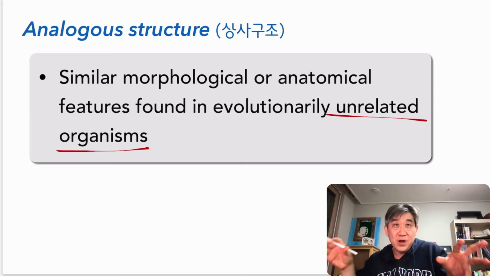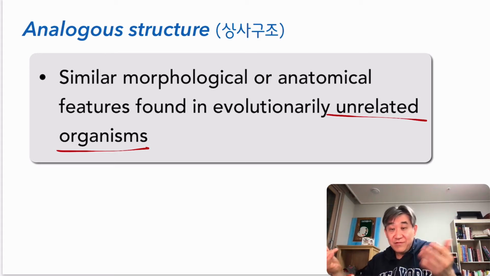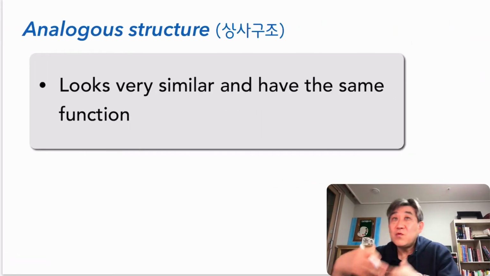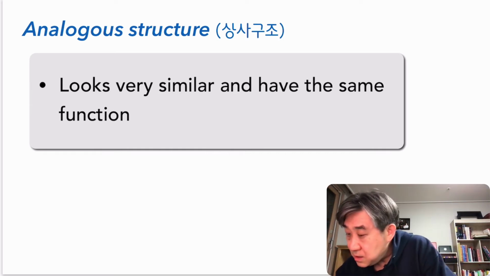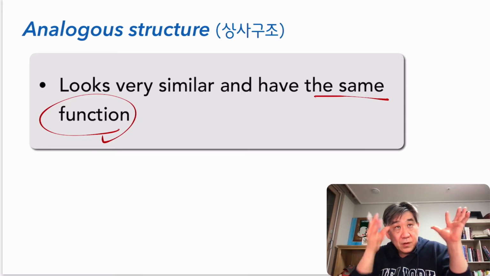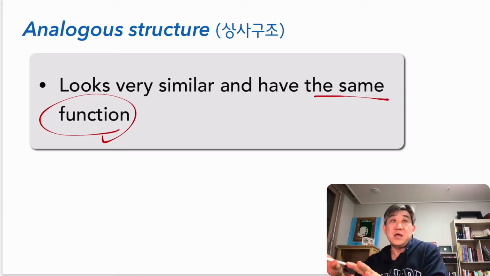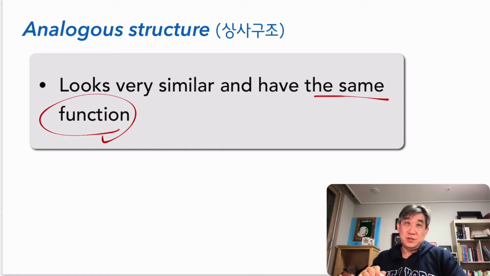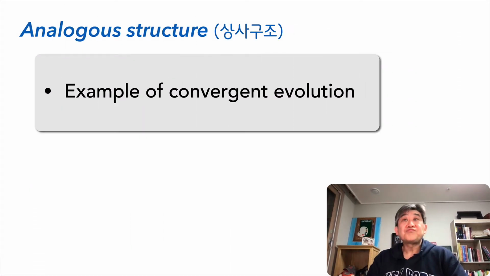Evolutionarily, they are unrelated among these organisms, but very similar looking structures are found. More importantly, the reason why they look similar is that they are playing the same function. Remember, the shapes dictate the function, right? So that's the two contrasting examples between homologous versus analogous structure.